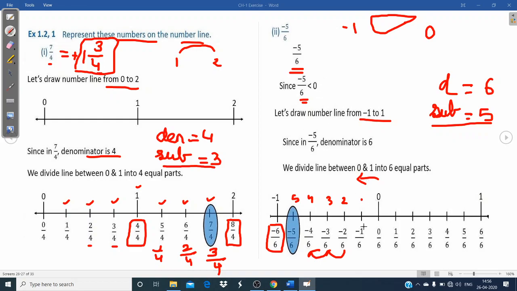Now you can see this: minus 1 by 6, minus 2 by 6, minus 3 by 6, minus 4 by 6, minus 5 by 6. So this is your required rational number. You can encircle it like this, or write minus 5 by 6 above it.